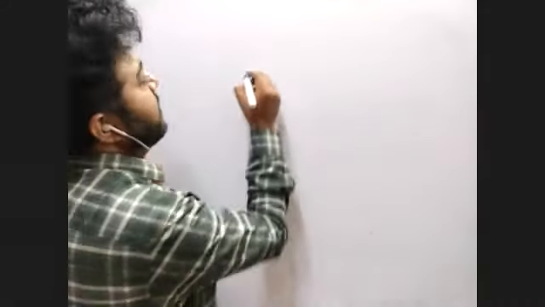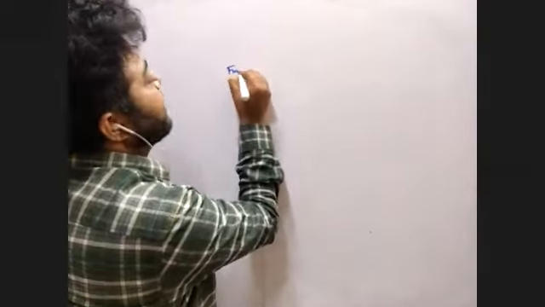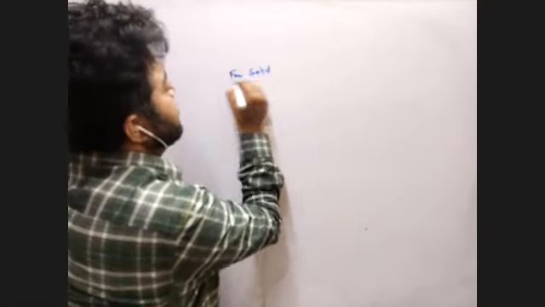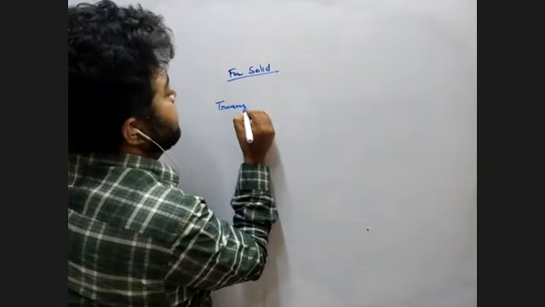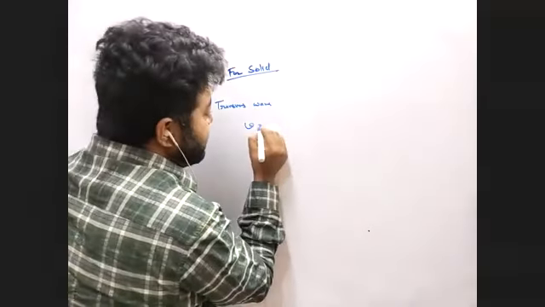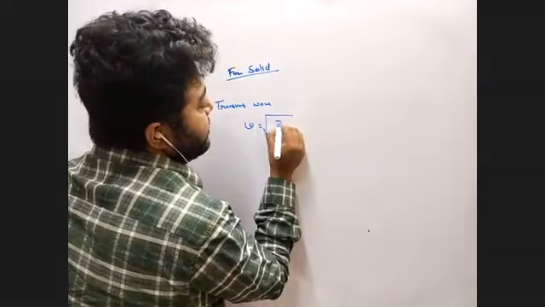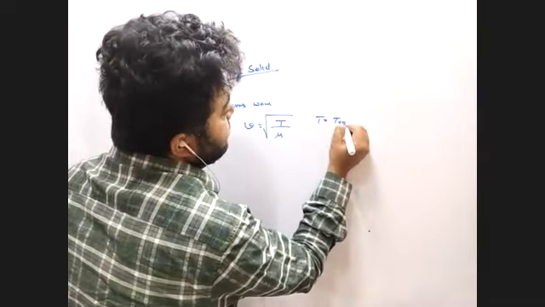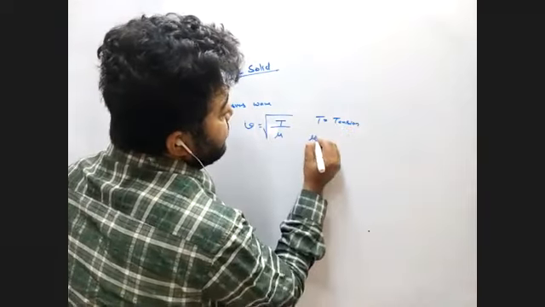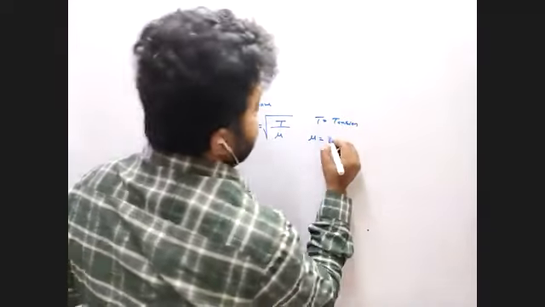And what is a longitudinal wave? That's compression and rarefaction, meaning it is only a one-dimensional wave. That is the basic difference. So for a transverse wave, you can write for solids also, the transverse wave velocity equals root of T by mu, where T is the tension and mu is the mass per unit length.